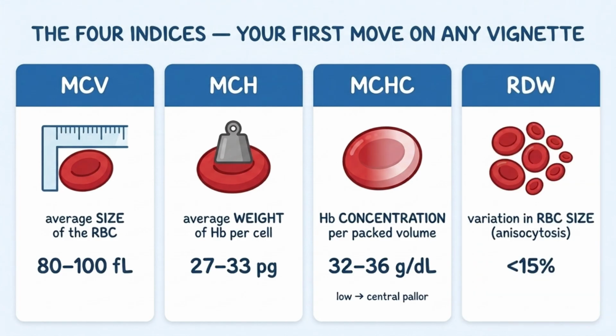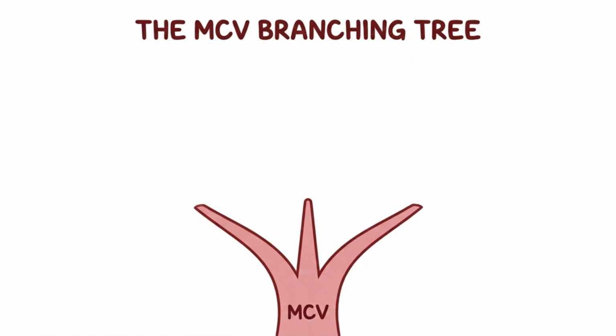Then we have RDW, red cell distribution width. This tells us about the variation in the RBC size. If RDW is increased, the RBCs have more variation in size, and that is called anisocytosis. And normally it is less than 15%. Okay, now let's classify them.